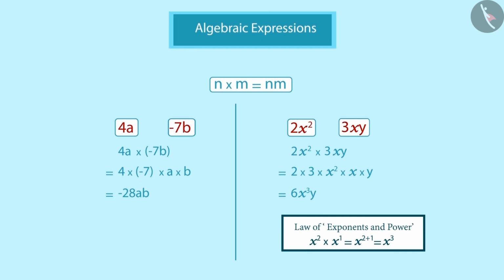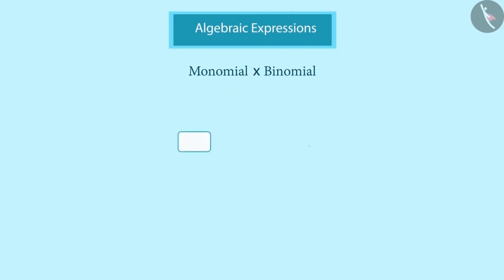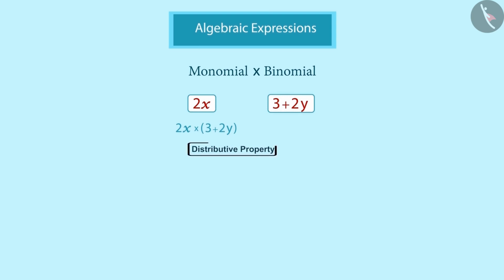Let us now go one step further and see how a monomial and binomial are multiplied. Let's take a monomial and a binomial and multiply them. We need to revisit the distributive property before we start. The distributive property tells us that the multiplication of a and b plus c is equal to the sum of multiplication of a and b and multiplication of a and c. This property will help us to multiply a monomial and a binomial.